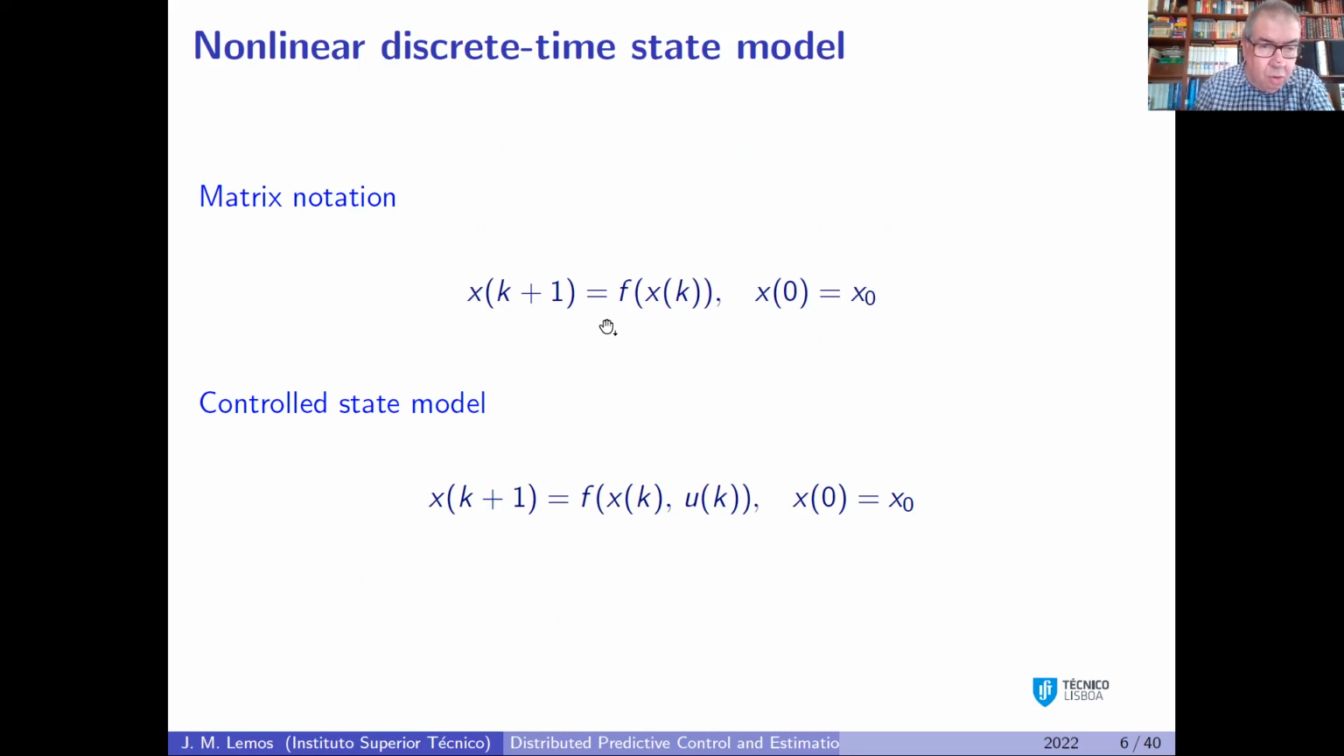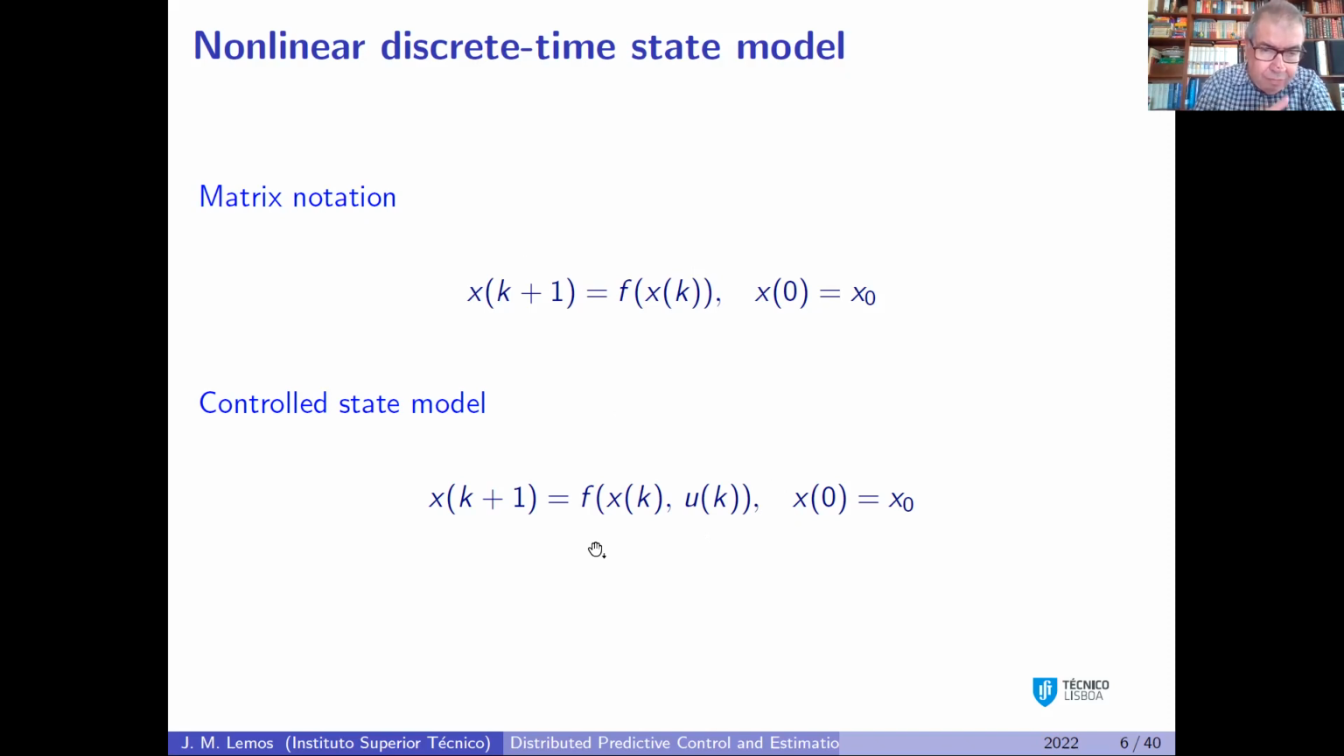Now, when you write x of k plus 1 equals f of x of k, you don't have the so-called control variables here. This is what I call an autonomous system. It depends only on itself. In general, in control systems, we must have a vector u, which is the vector that we can manipulate. That's the inputs of the system.